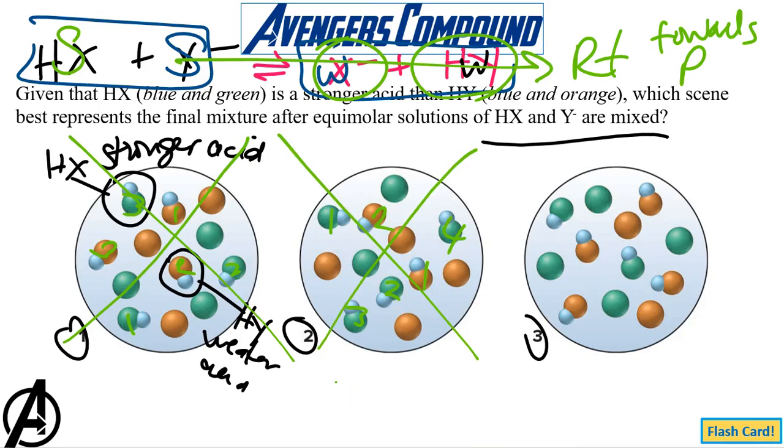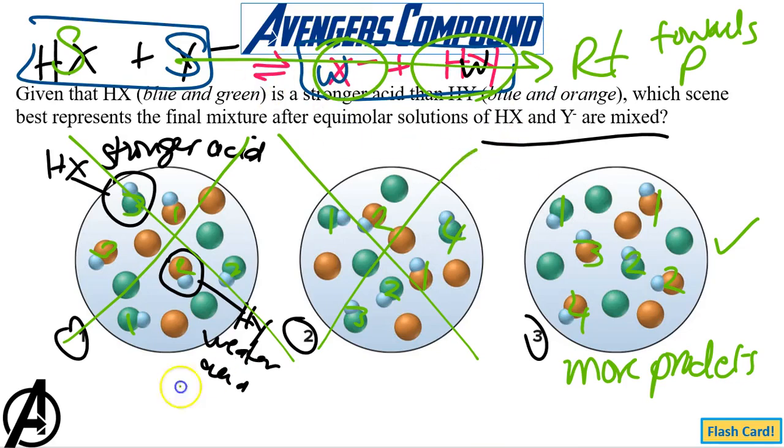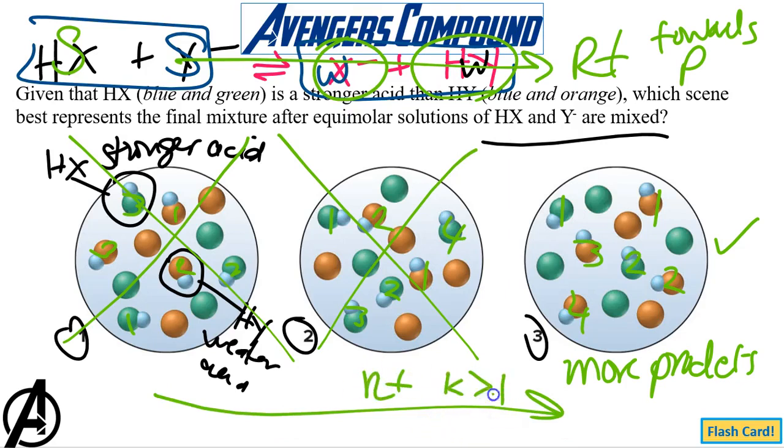But let's verify. That's what you always want to do, verify. So we count this as 1, 2, and then this is 1, 2, 3, 4. This is good. We have more products, which makes sense because we have weaker acid and base on the product side. And so our reaction is going to shift to the right, and therefore our K value is going to be greater than 1 because we have more products. Therefore, only scene 3 is consistent with what they gave us in the question.